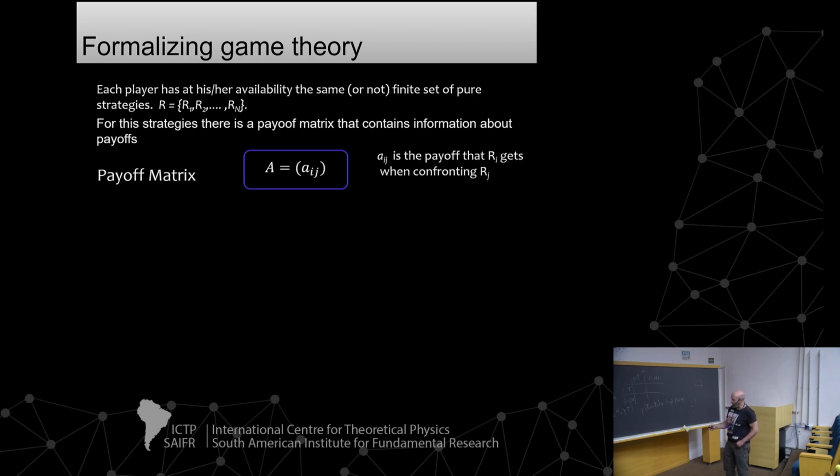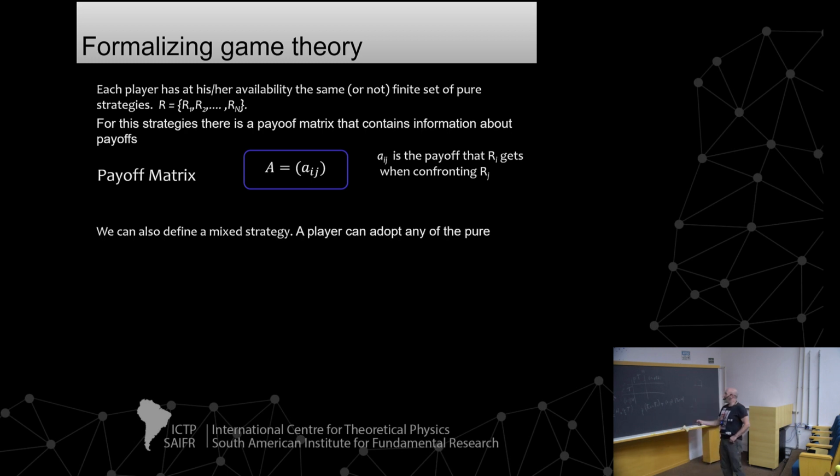There is a payoff matrix that I will call A, and in the elements of the matrix, I have the payoff that Ri, where i is the row, the strategy at the row, gets when confronting the strategy Rj, the strategy at the column. So I have a set of strategies that goes from R1 to Rn, and a matrix that is n times n, and the elements of the matrix contain information about the payoff of a given strategy against another strategy.